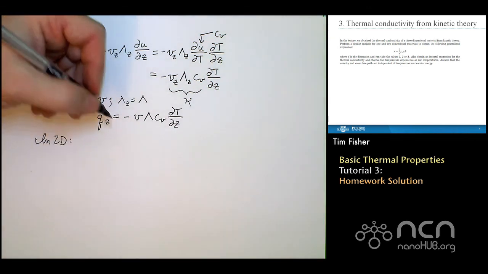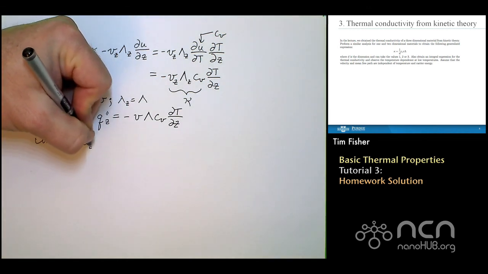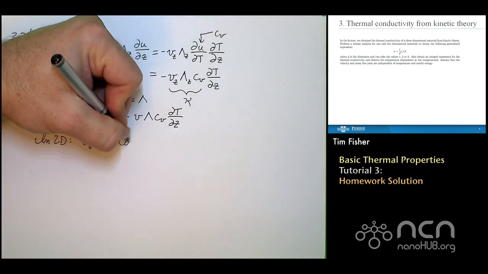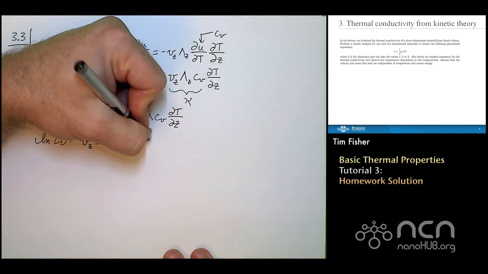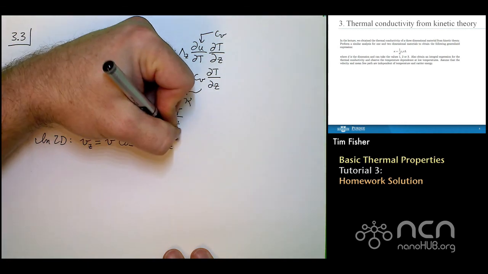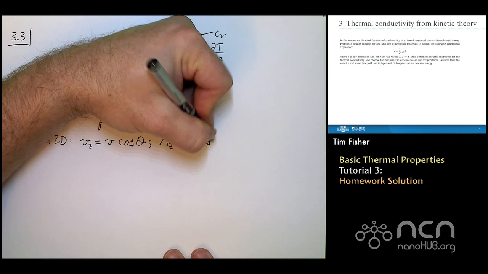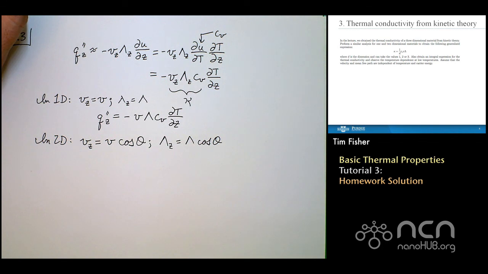we have a different case. We have to now really think about dimensionality. The z component of velocity is v times the cosine of theta, where theta is the angle made to the z-axis, whatever direction that particle is moving. And the same thing goes for the z component of mean free path. That's going to be the overall mean free path multiplied by cosine theta. So now what we're going to have to do is average over the cosine theta.